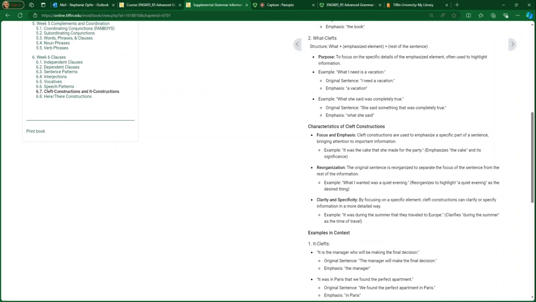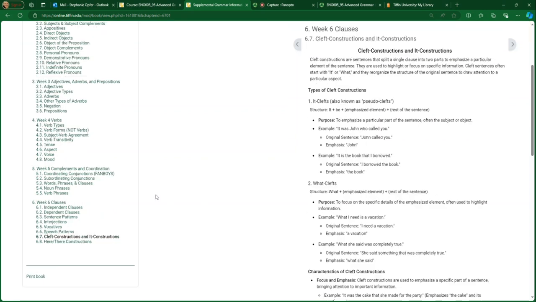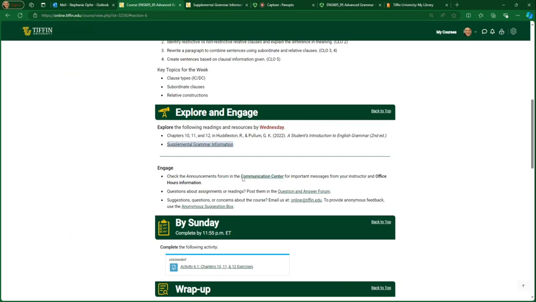Those are important to clauses because clauses can be made up of these different, sort of odd constructions. They're not traditional clauses, but we do use these kinds of constructions in English. So read through those because some of that might apply to the exercises for the week.